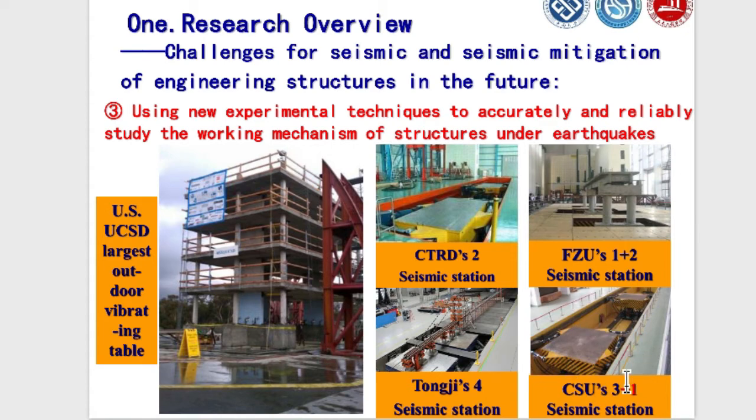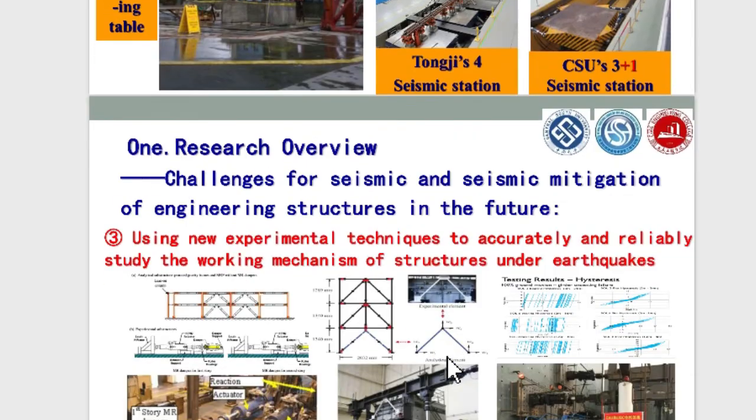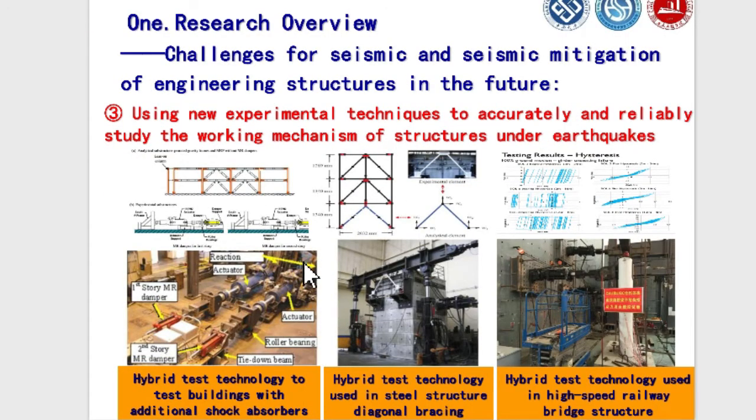There are others in Chongqing and Fuzhou. This is Tongji University, our shaking table. Actually, now we have four shaking tables. Every table has identical performance and parameters. Each table is 4 meters by 4 meters. Every table can support a 30-ton specimen.